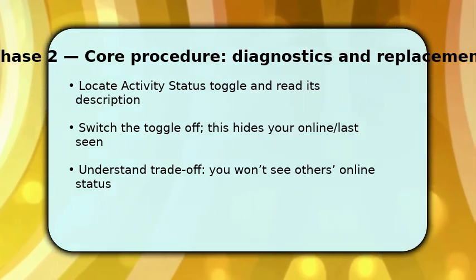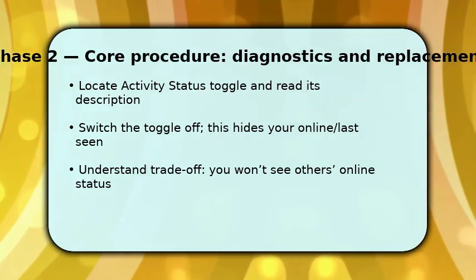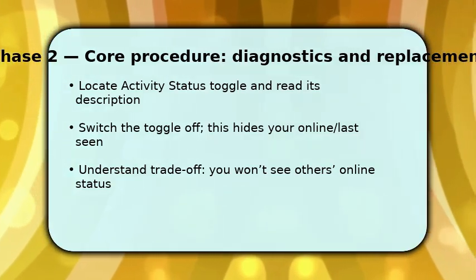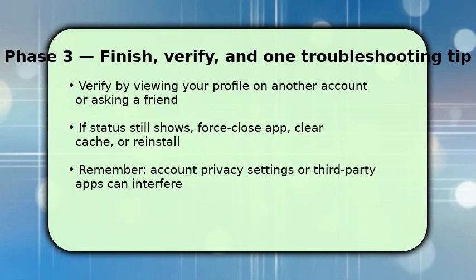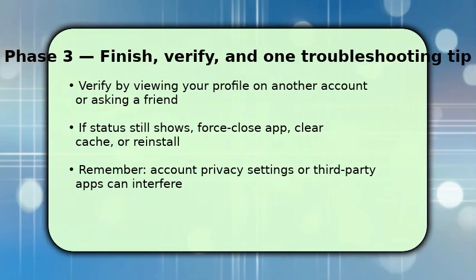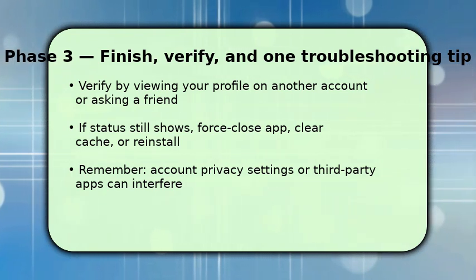Instagram enforces reciprocity, so once disabled, you also lose visibility of other people's online indicators. If you manage multiple accounts, repeat for each account. Finish by confirming the change. Either view your profile from a different account or ask a friend to check that your green dot is gone.